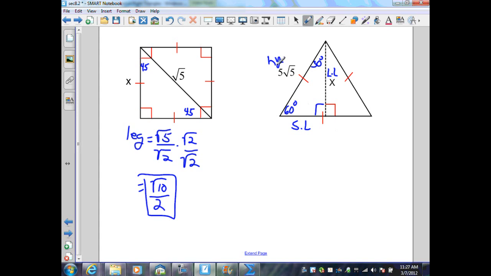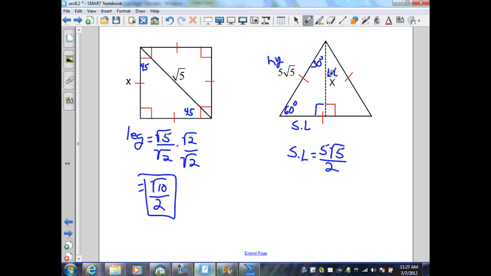Since I have the hypotenuse, I can determine my short leg. Recall from the formulas, my short leg is my hypotenuse divided by 2 in a 30, 60, 90 triangle. This is in simplified form, 5 square roots of 2 over 2.